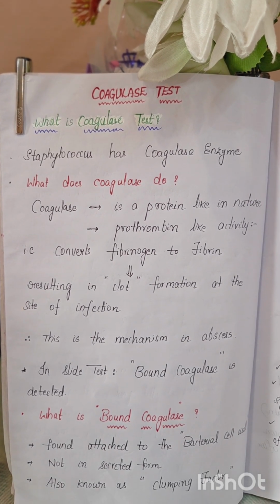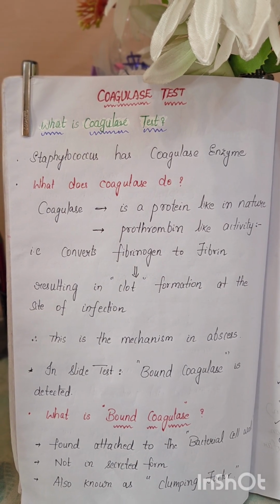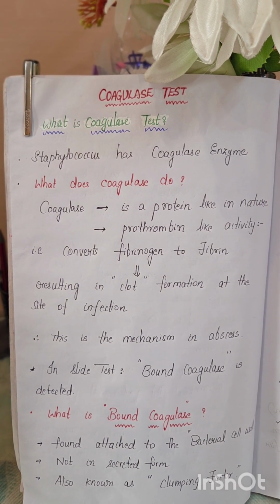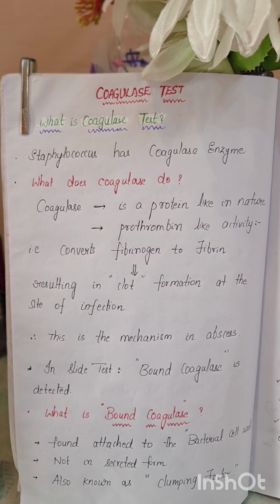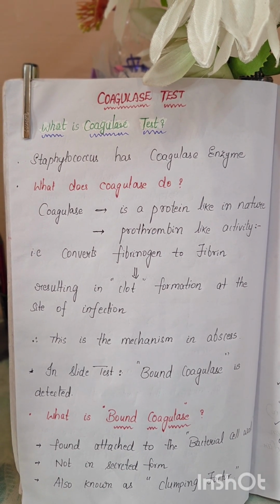Today we are going to discuss the coagulase test. What is the coagulase test? Usually Staphylococcus species will produce an enzyme called coagulase, which is seen commonly in Staphylococcus aureus, which is the most common pathogen.